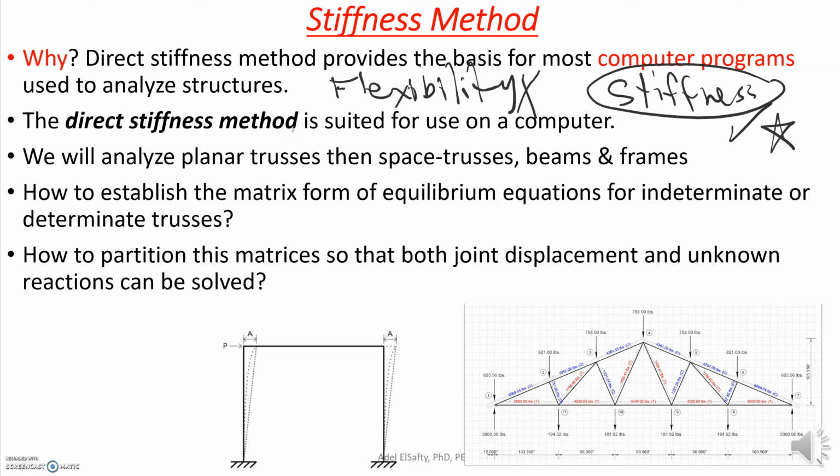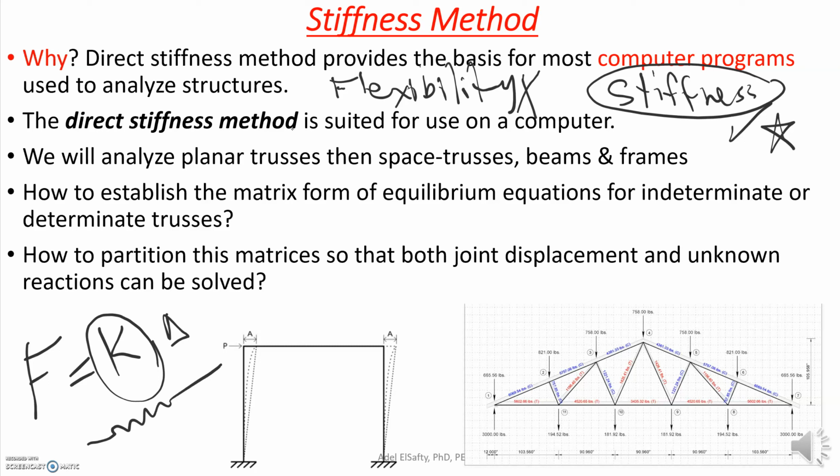The whole point is how to establish this matrix for the equilibrium. Bottom line, just to remind you from physics and from statics, you have force equals K times delta. So this is the stiffness that we're talking about. If you have a spring like that and you apply the load, force F, and you have a certain deformation delta, so this is stretched by delta, so K times delta will give you the force. That is the basic fundamental concept behind that.